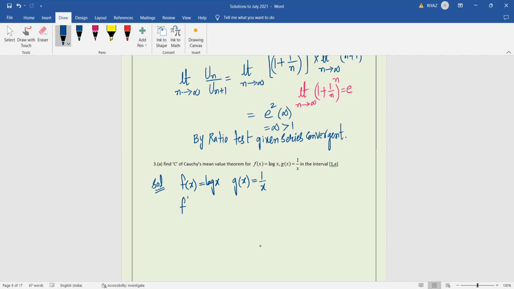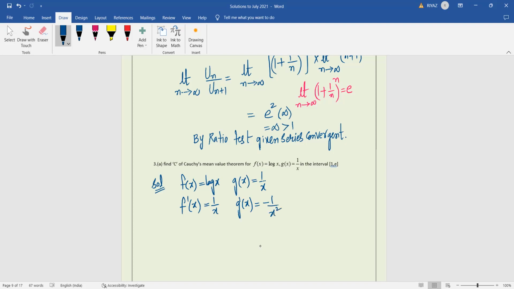What is f dash of x? Log x differentiation is 1 by x. What is g dash of x? Derivative of 1 by x is minus 1 by x square.